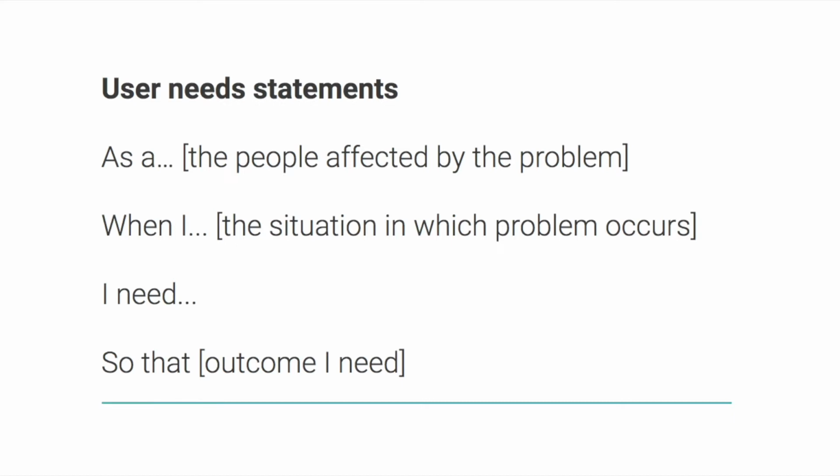When I, so you're writing from their point of view. So this is the situation in which you think the problem is occurring. And again, this is what you'll find out is whether true or a wrong assumption in that user research stage. I need, so this is what you think that they need, so that, and then that's where the outcome that you've already thought about that they need is then going to be achieved.